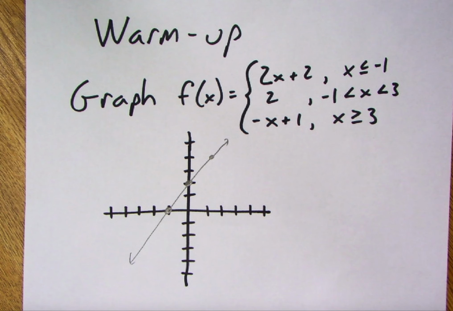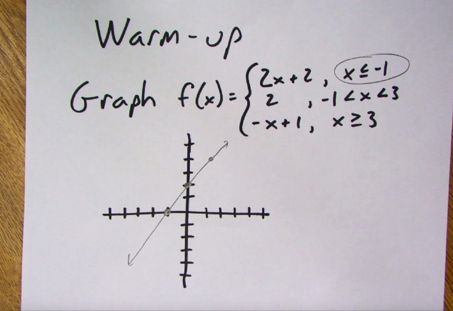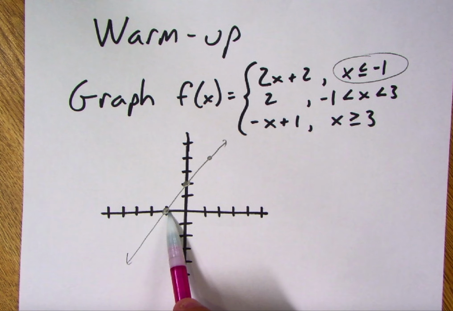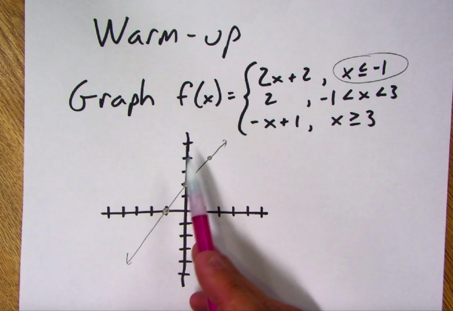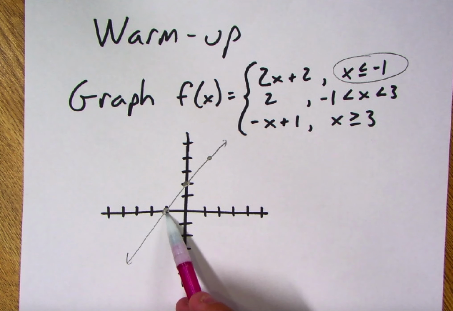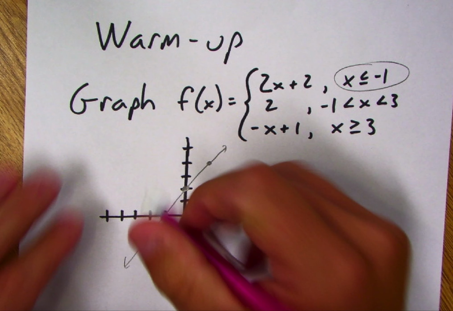And then remember, I only want this line for where x is less than or equal to negative 1. I don't want this whole line. I have to erase part of it. So I go to where x is negative 1, right here, and then I would have to go up or down to wherever the graph is. In this case, it's right here. But if the graph was up here somewhere, I would then have to go up to where the graph is when x is negative 1. And I only want this line for x values less than this. So I want the left part of the line, not the right part. So I'm going to erase.